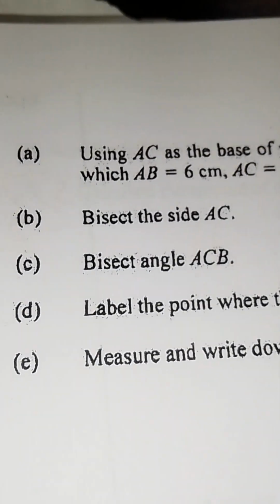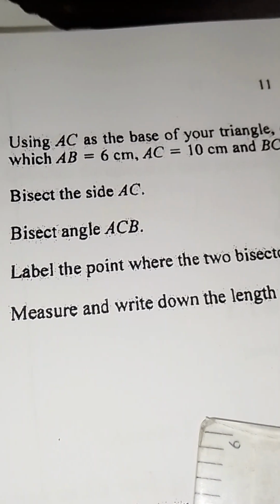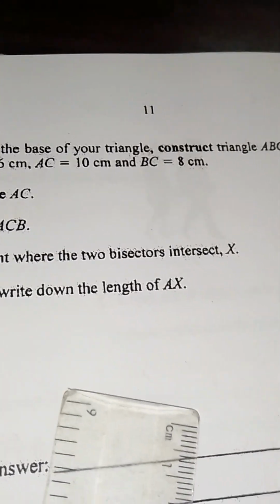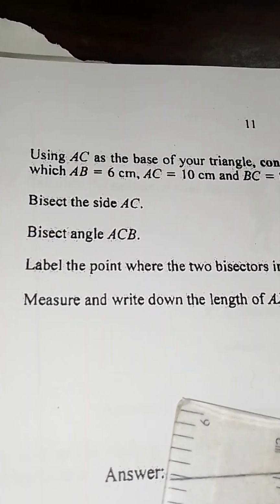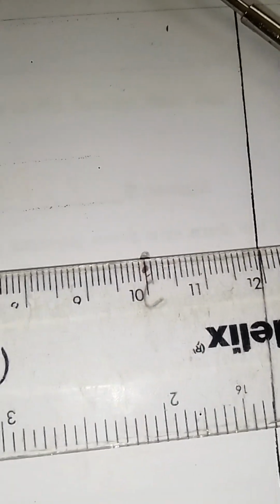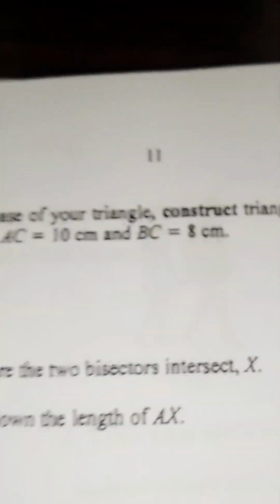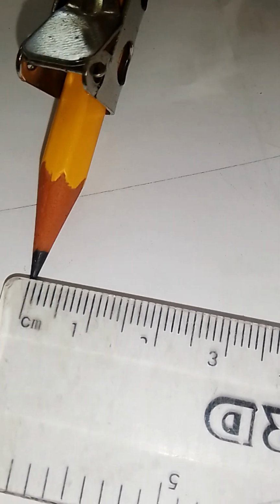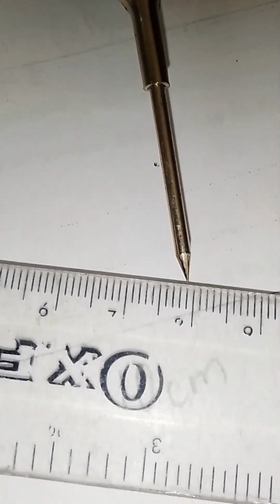Now it says here, using AC as the base of your triangle, construct triangle ABC, in which AB is equal to 6 centimeters, AC is equal to 10 centimeters. So the first thing I'm going to draw, AC is going to be equal to 10 centimeters. This is where you start from, and I'm going to make the line 10 centimeters long. So I label it as A and C, 10 centimeters. Now, next thing it says, BC is equal to 8 centimeters. So I open this up to 8 centimeters. I put this here, 0, and I put this here at 8. You see that? Close enough.